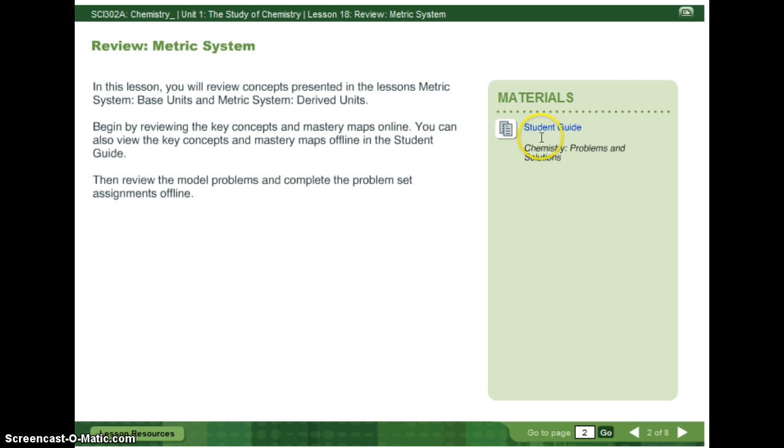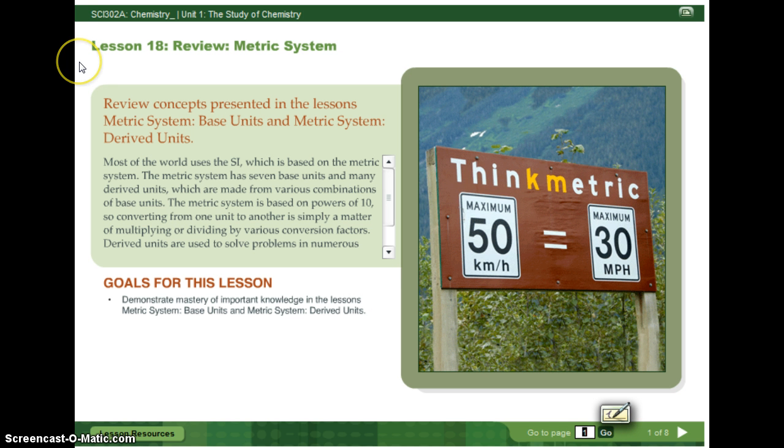And I'm actually going to take notes on this review. I know usually I don't because everything is covered in the previous lesson. In this case, we're going to go over some stuff that has not been gone over before and will be on the quiz. All right, so lesson 18, review metric system.